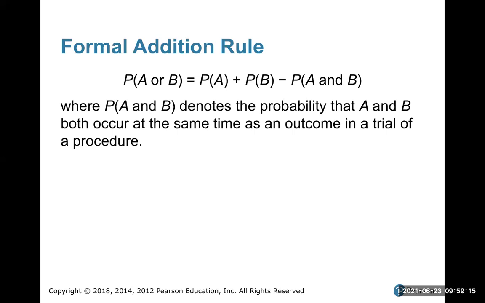The probability of A or B is adding the probability of A to the probability of B, subtracting the probability of them both happening at the same time. So please copy it.